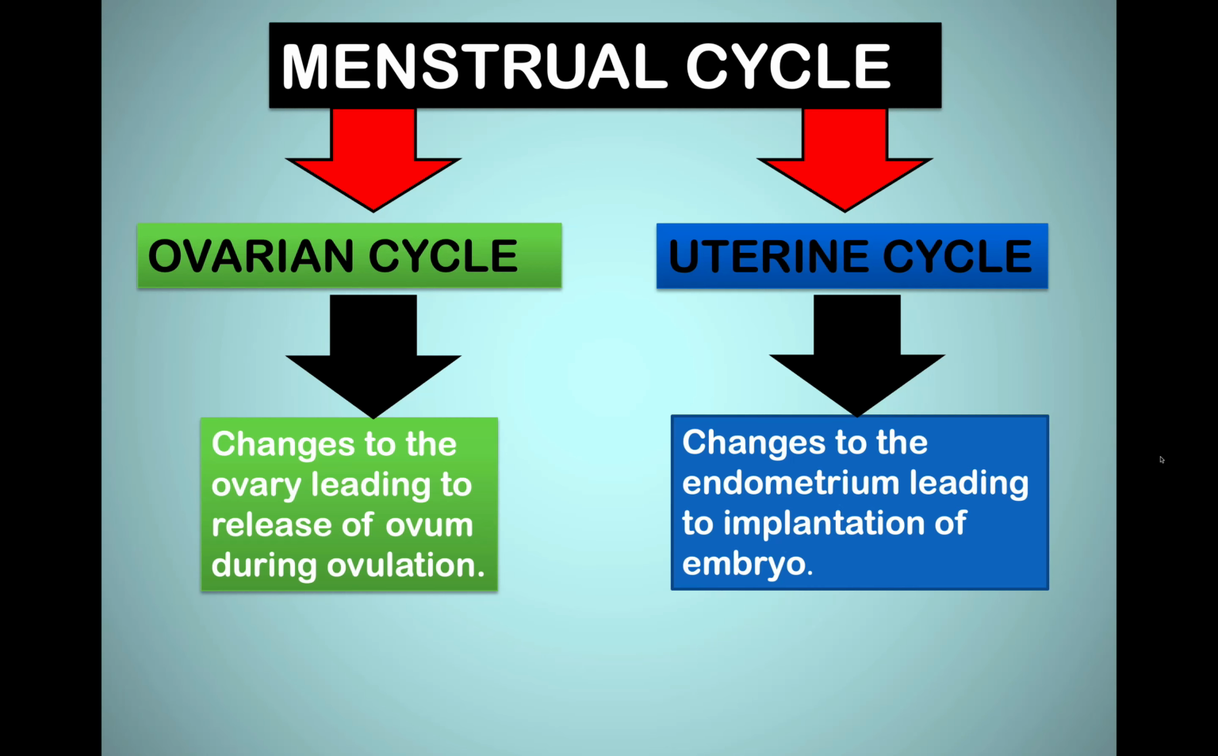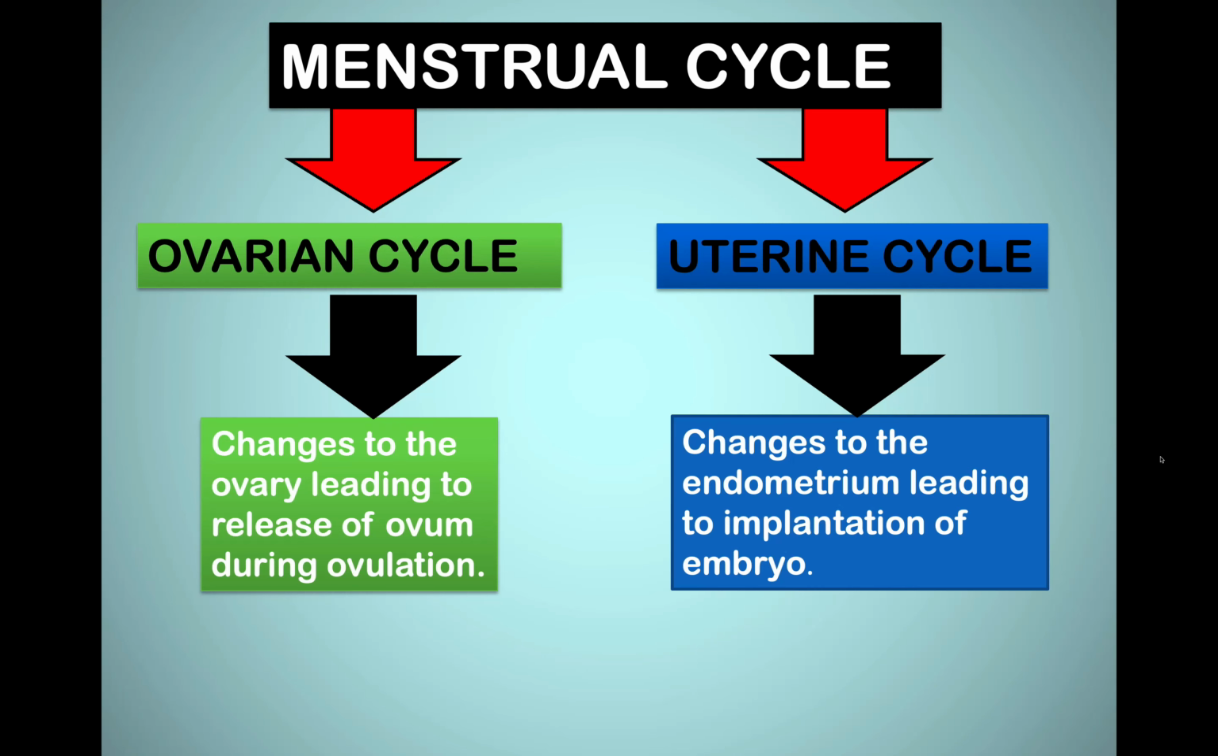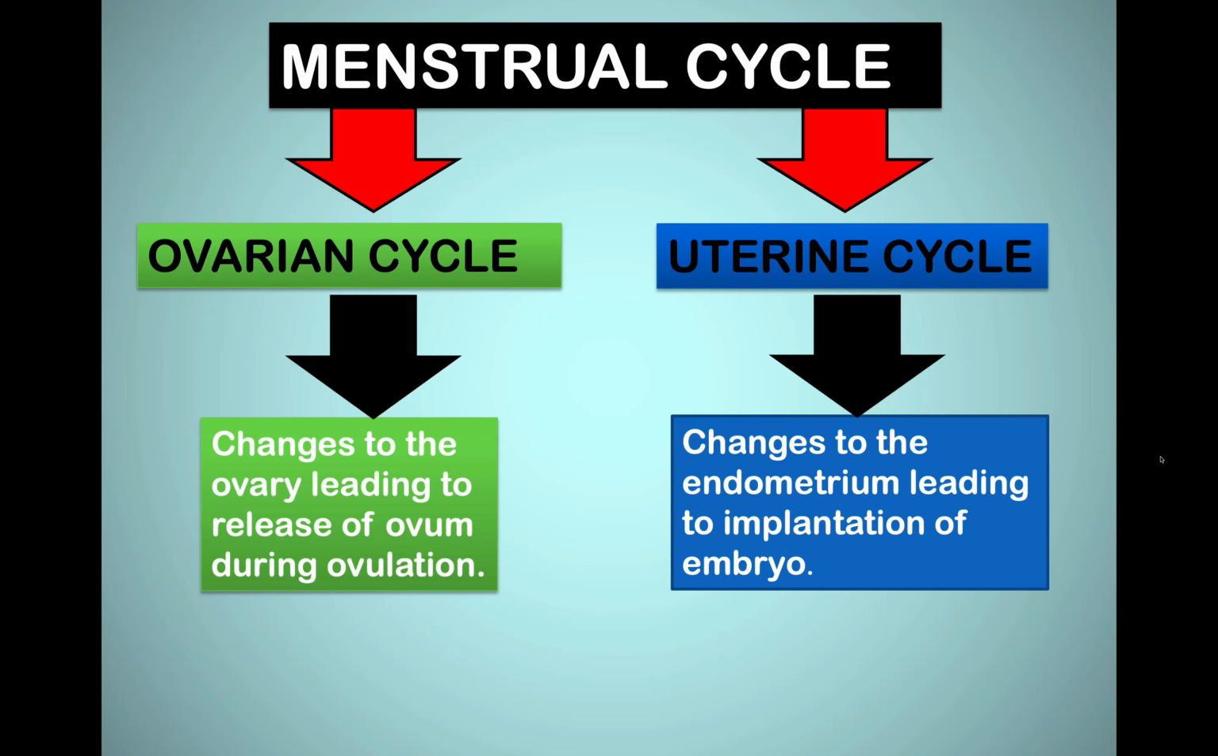Well, one is called the ovarian cycle. As its name suggests, it is the changes that happen to the ovary, and this leads to the release of an ovum during ovulation. And the other cycle is the uterine cycle, and this determines the changes that happen to the endometrium, meaning the lining of the uterus. And this cycle leads to the implantation of an early embryo.